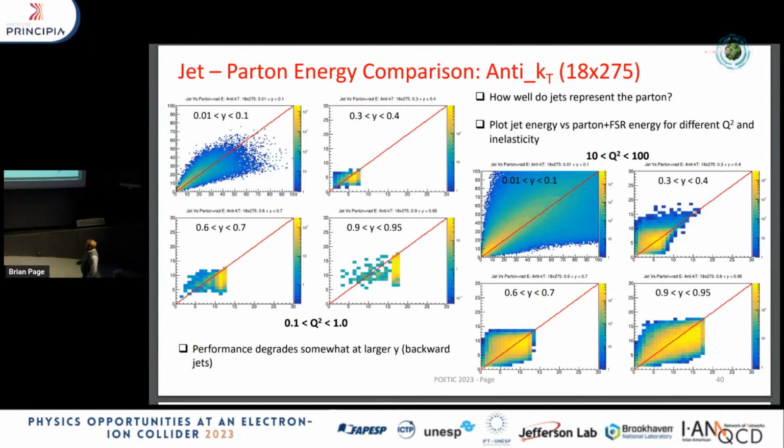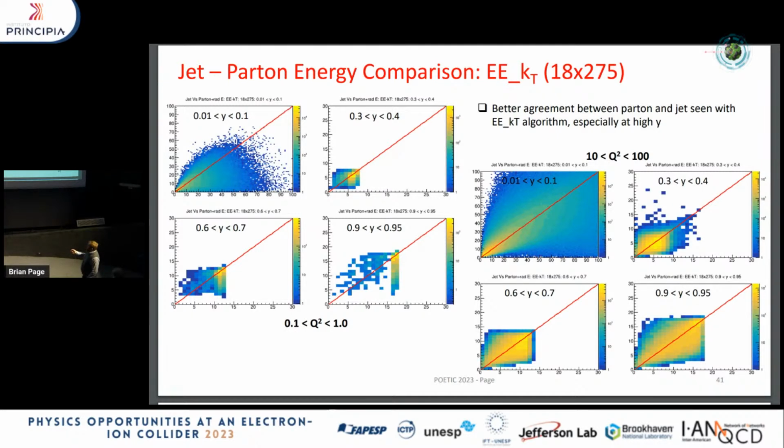And so one way, maybe the... so here, if the parton just in eta phi space, and then look at the correlation between the parton energy and the jet energy, and we see jets, we do a pretty good job, but as we move towards the lower... actually, if we move to EEKT, we see that the EEKT algorithm does a better job reconstructing the kinematics of the jet or of the parton.